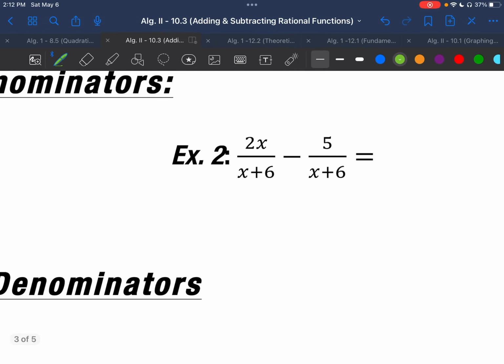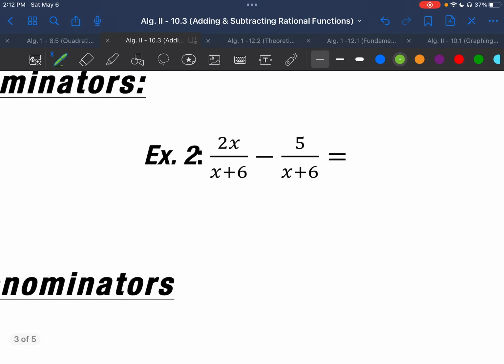Example 2, x minus 6 on both of those. So 2x minus 5 over x plus 6. That's as much as you can do. You can't factor the top and bottom at all, and you can't reduce anything.